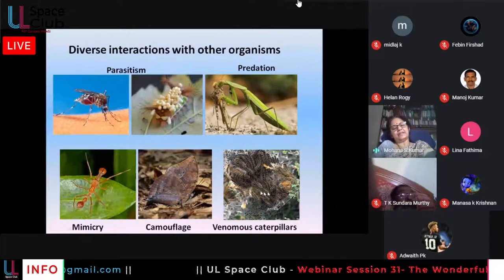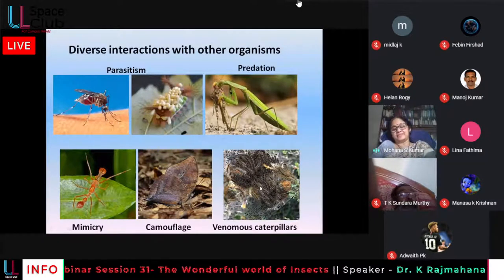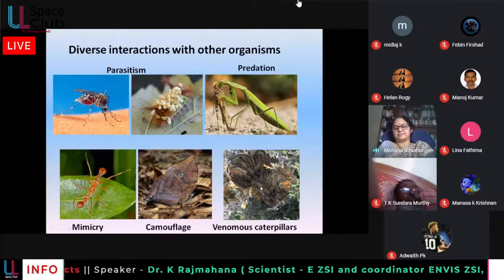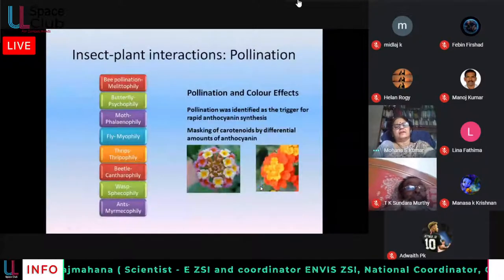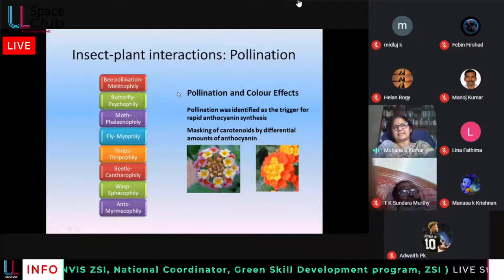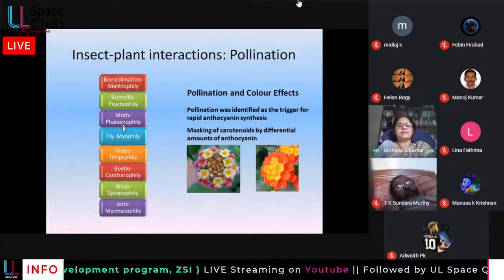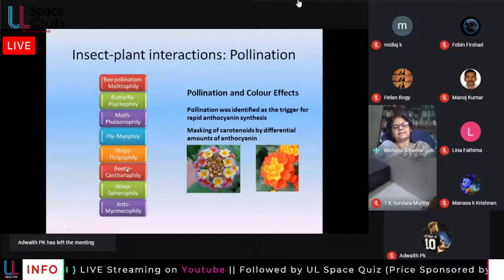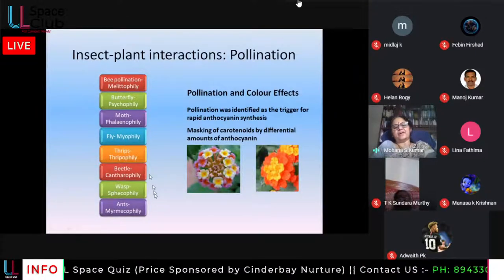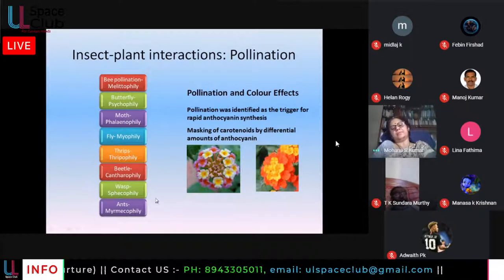Of course, I need not explain anything about this kind of caterpillars, which can cause severe irritation to your skin. So pollination, when we were discussing bee pollination, but not only bees, butterflies, moths, flies, thrips, beetles, wasps, and also ants. All are contributing in their own ways to pollination, but mainly it is the bee who does the pollination.